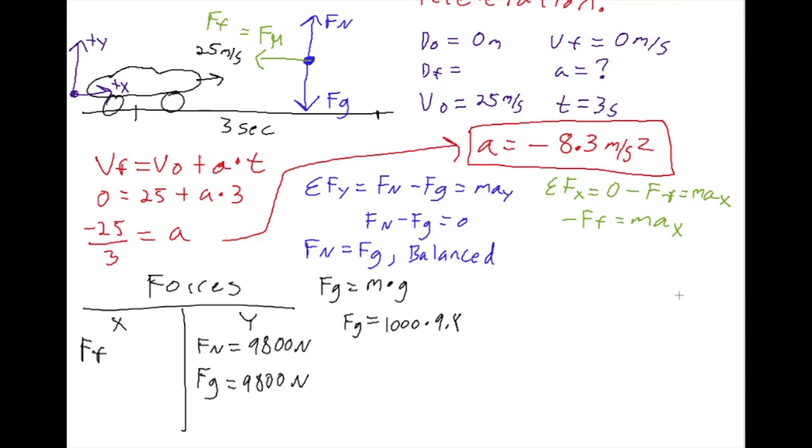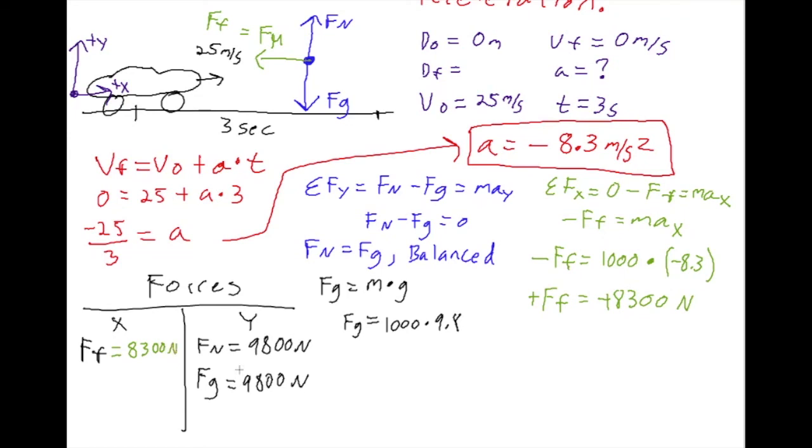Now let's take a look at the x direction. Well, I don't know what force friction is. Fortunately though, I do know what the mass is, and I do know what the acceleration in the x direction is. So negative force friction should be equal to the mass, which is 1000, times that acceleration, which is negative 8.3. I multiply through, I end up with negative force friction is equal to negative 8,300 newtons. Get rid of my negative sign, and it just tells me that force friction is equal to 8,300 newtons.